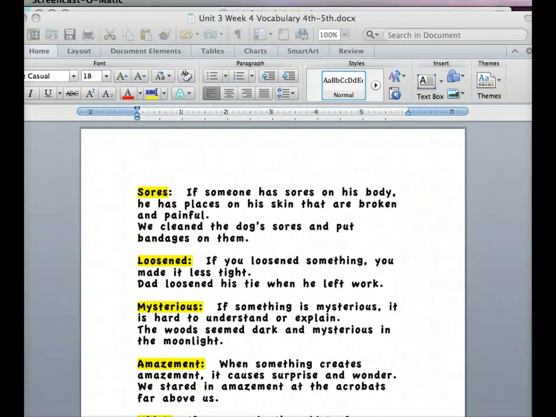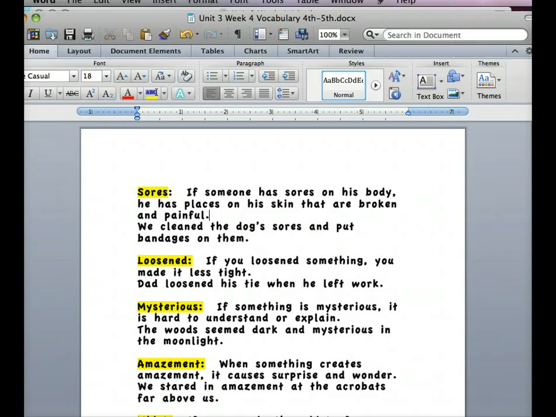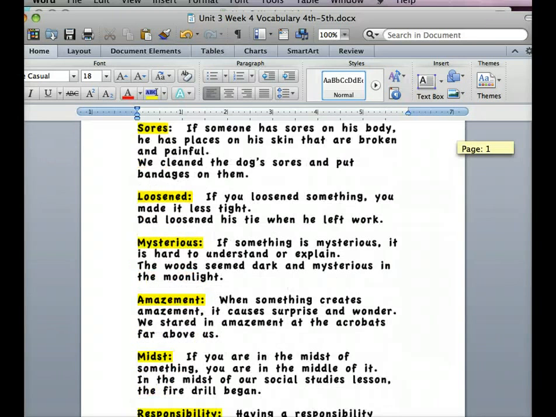If you go ahead and turn your Treasures textbook to page 346, this is where we're going to start. Before we begin, let's go over the vocabulary that we've encountered in this unit so far. We have sores. If someone has sores on his body, he has places on his skin that are broken and painful. Loosened. If you loosened something, you made it less tight.